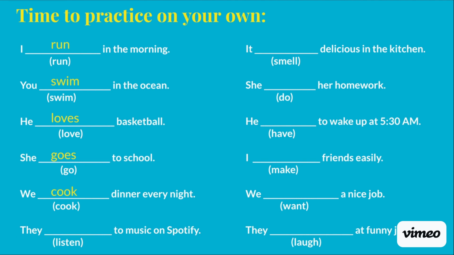We cook dinner every night. They listen to music on Spotify. It smells delicious in the kitchen. She does her homework. Here we go, another one. She does her homework. You'll get used to these. Next one. He has to wake up at 5:30 a.m. So here's a little bit irregular. He has to wake up. If the pronoun was I, I have to wake up. Okay. I make friends easily.